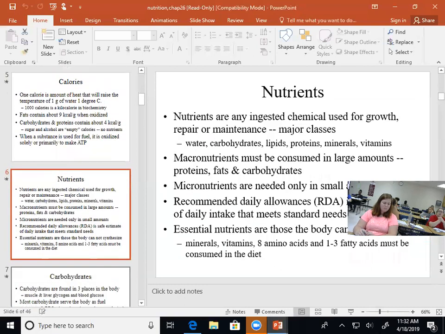Now, nutrients, I just want a basic definition to remind you of. A nutrient is anything chemical that can be used for growth, repair, maintenance. And certainly we had our 4 organic categories, didn't we? But don't we also have inorganic things we need, like water? Water is inorganic, but God, that's absolutely necessary. You can't live long without water, can you?